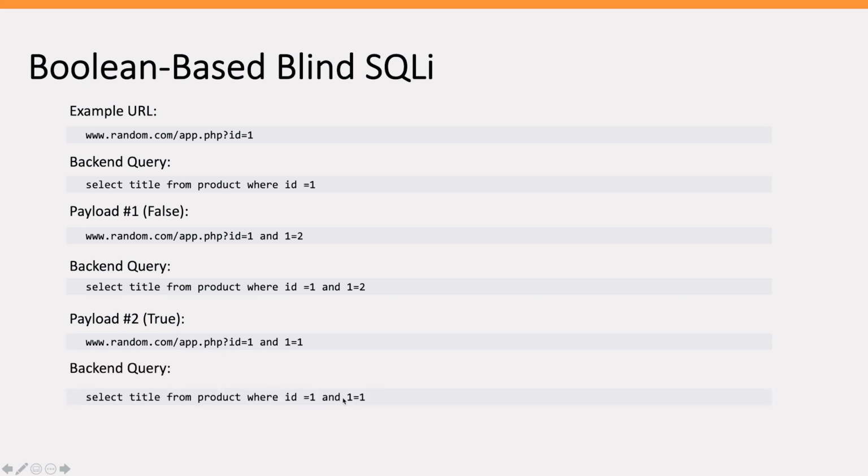So we'll use conditional statements and we'll say ID is equal to 1 and 1 is equal to 1. Now we said ID is equal to 1 evaluates to true because this is a valid ID in the table, and 1 is equal to 1. 1 will always be equal to 1, and so this will always evaluate to true. True and true evaluates to true, and so the where clause evaluates to true, and so the title of the products that are associated to ID 1 will be outputted on the page.